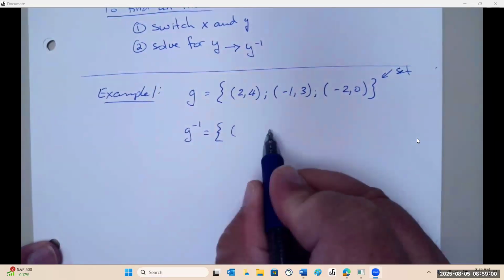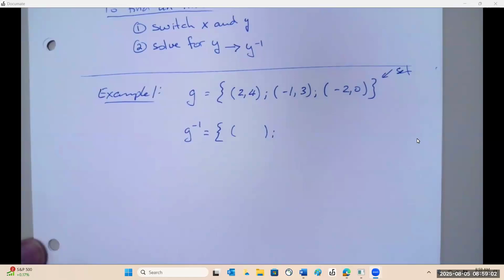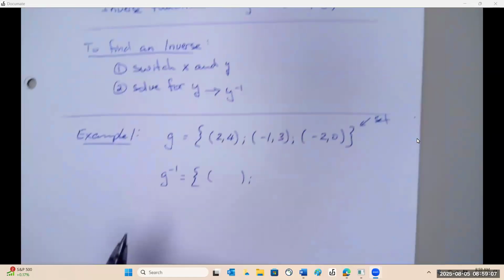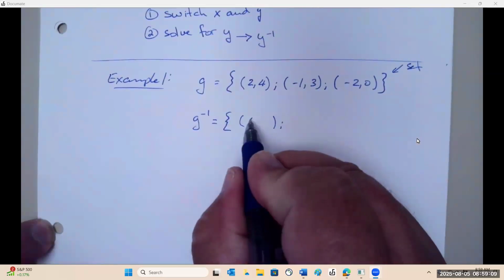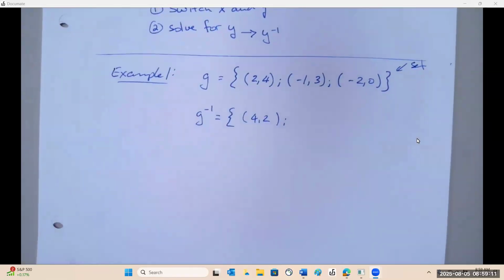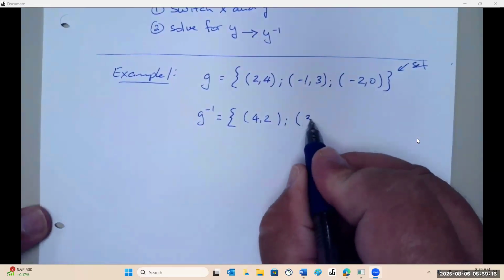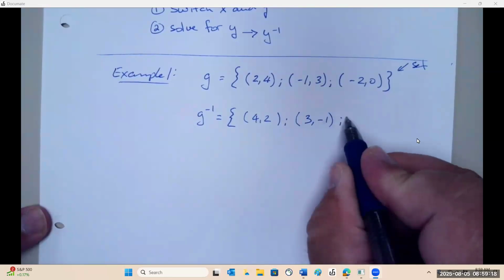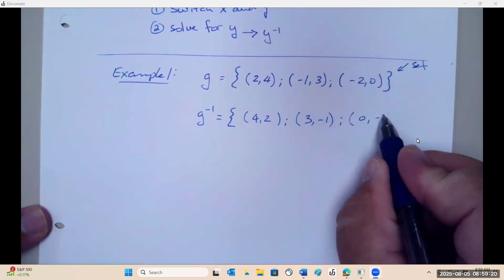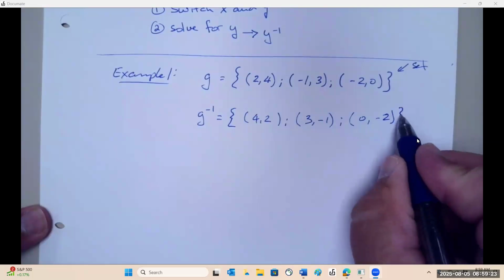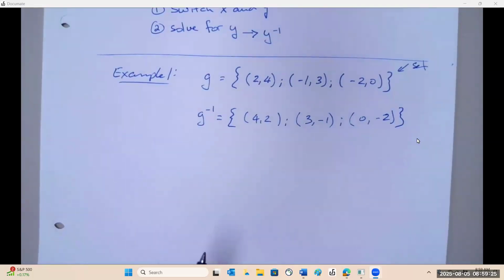What's going to be its first point? Because we switched x and y, it becomes 4, comma 2. We switch x and y. The next point is 3, comma negative 1, and then 0, comma negative 2. So that's how we look at the graphs of points of inverse functions.